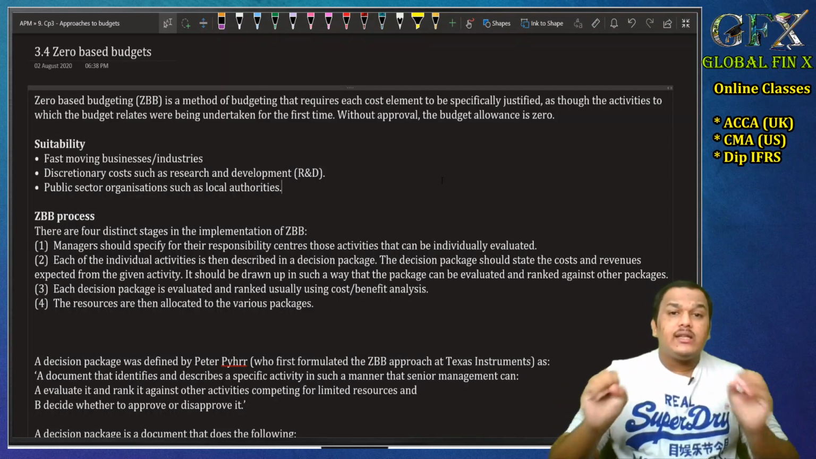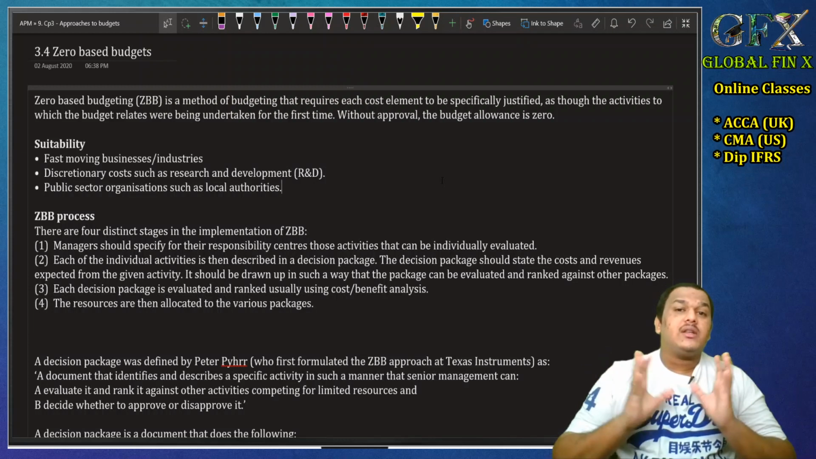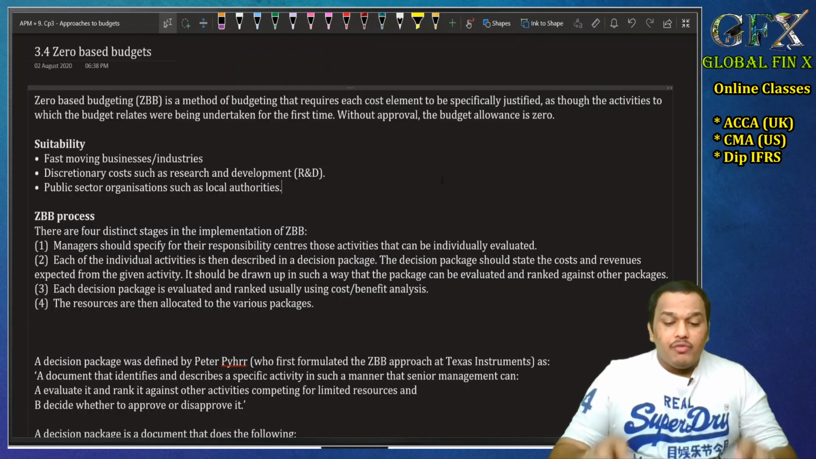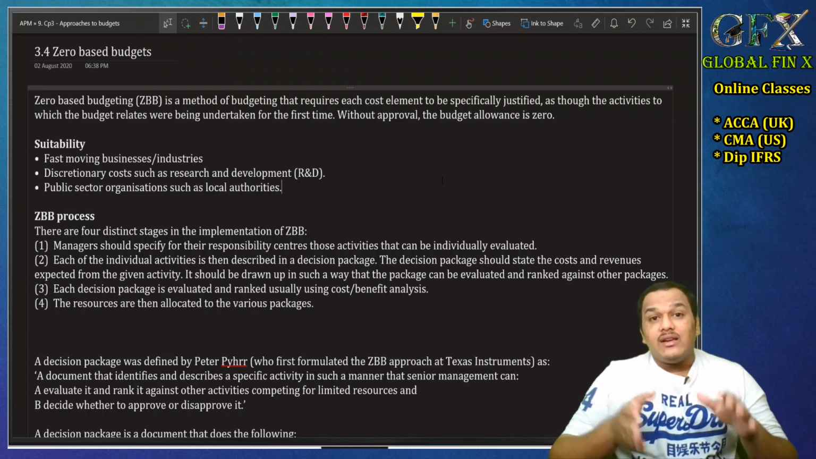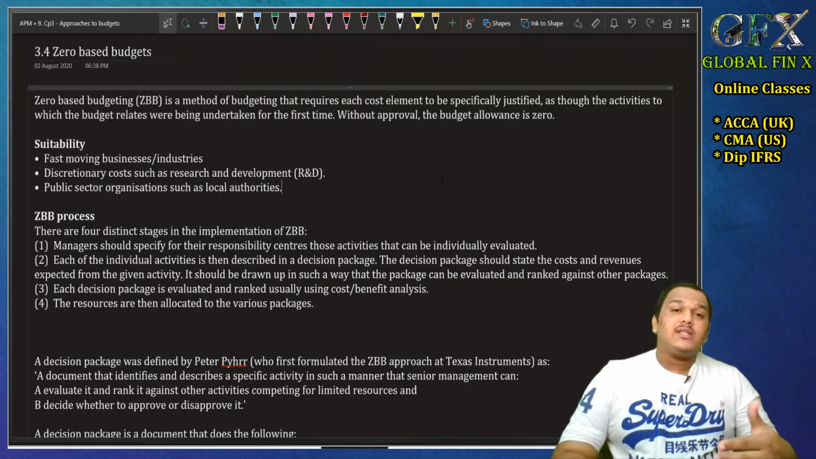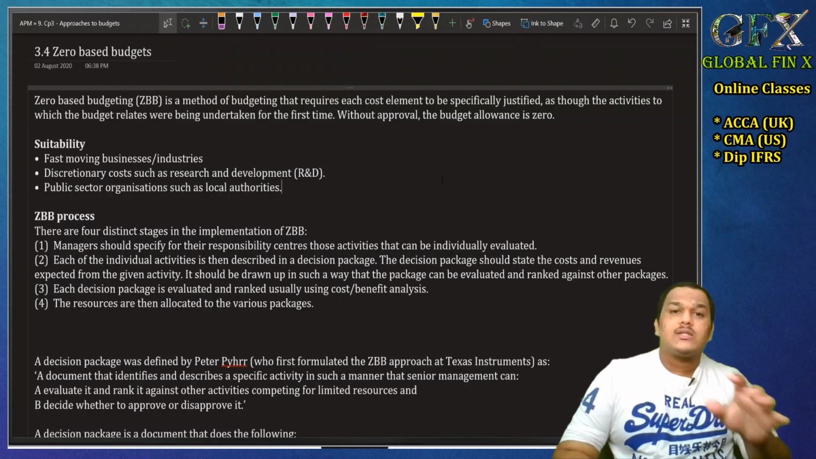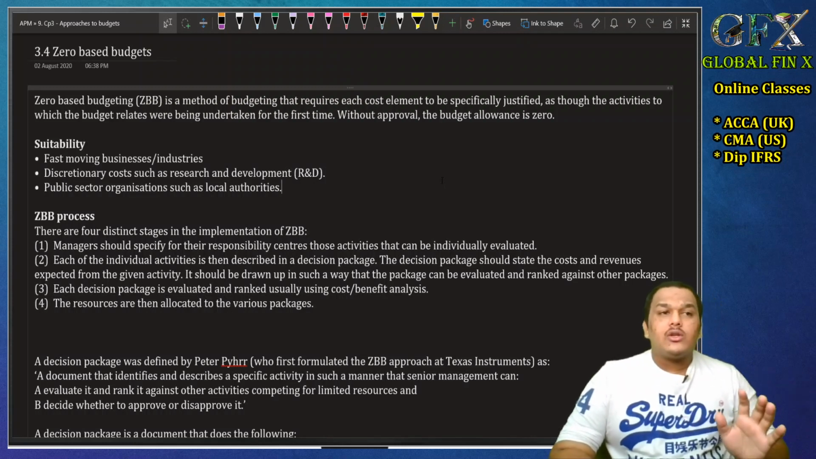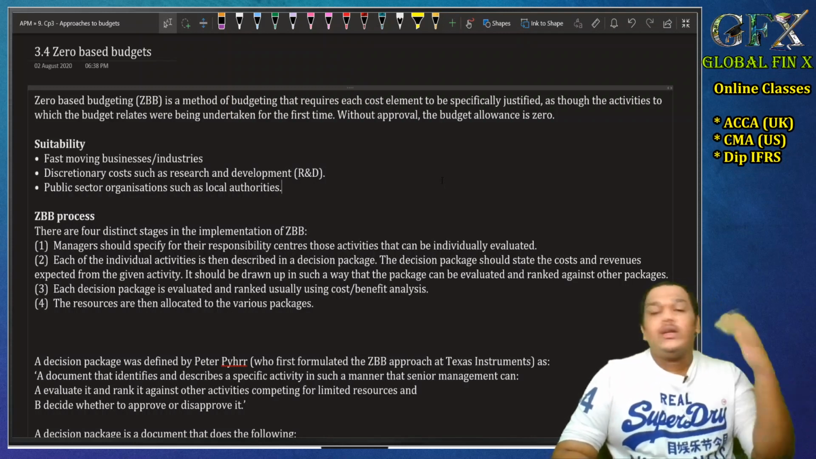We don't consider the previous period budget. We don't consider the previous period's variances and all. We only consider the real factors. Every time we start from zero. Last year's sales budget was 10,000 units. Actually, we sold 8,000 units. So there is a variance of, I don't care. I don't care about all that.